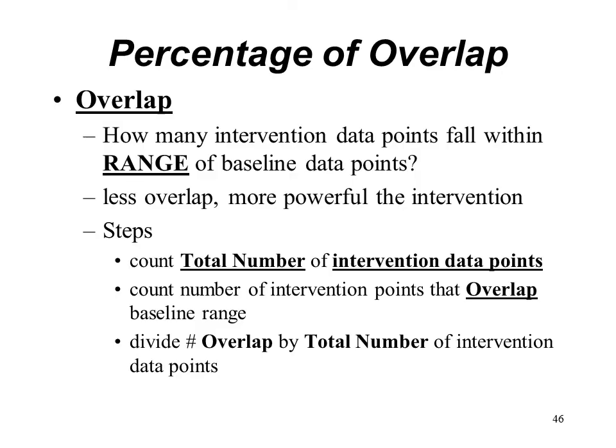Next thing I want to look at is overlap. If I look at the range of data in baseline and the range of data in my intervention, what percentage of those data points overlap with one another? If there's less overlap, it means I have a more powerful intervention.